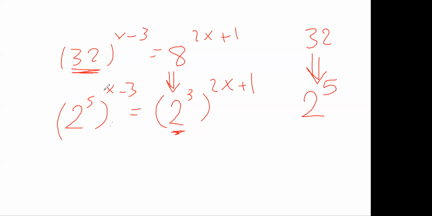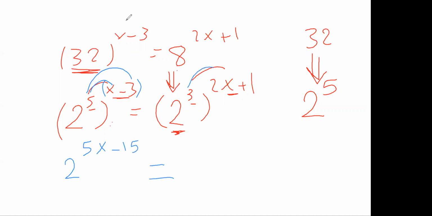Okay, is it clear? Now I have power to another power, so I have to multiply them. As this one is binomial, I must multiply 5 by both of them. So it will be 2 power 5 times x, 5x. 5 times negative 3, negative 15. Equal 3 times 2x, 6x. 3 times 1, 3.